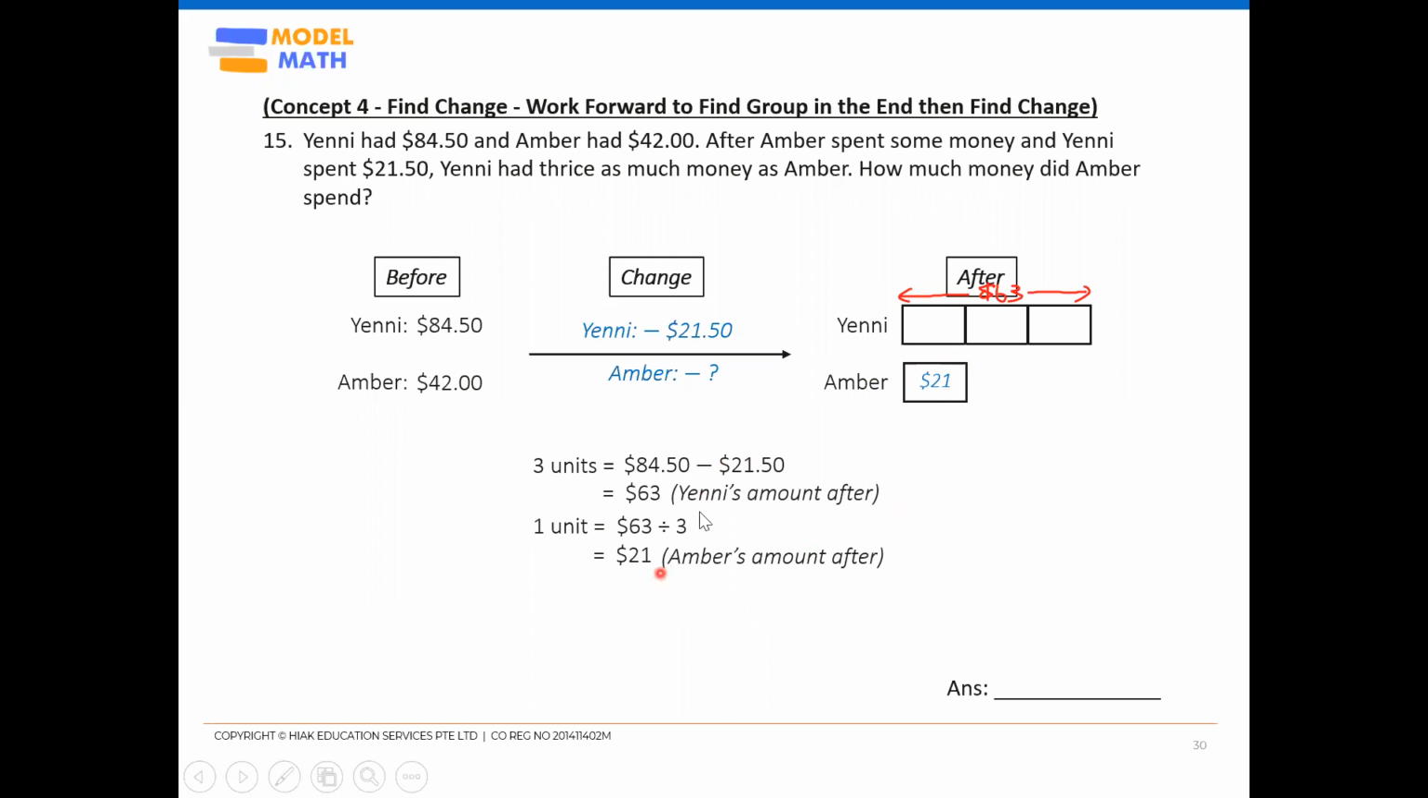Now, once you get 1 unit, we read the final question. The question is asking how much did Amber spend? Amber's spending is here, the change. To find her change, to find her spending, look at Amber's before and Amber's after. So now my focus is purely on Amber. Don't care about Yenny anymore. Amber's before is $42. Amber in the end was left with $21, which means how much she spent would simply be 42 minus 21. And that will be her spending of $21.